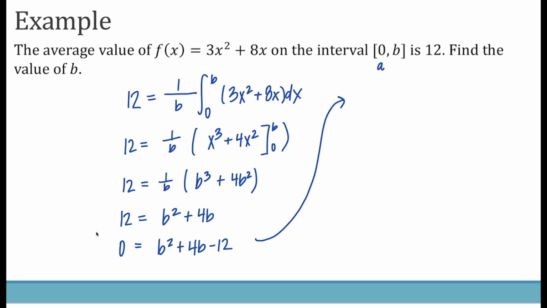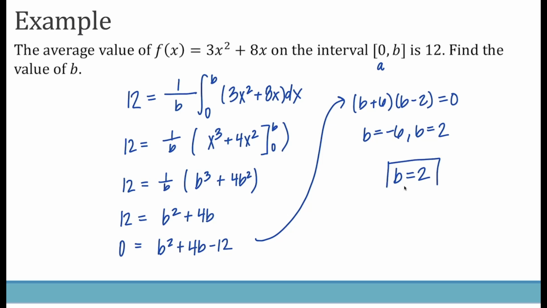I'm going to factor this guy. He's going to factor to b plus 6 and then b minus 2 equals 0. So I get two values for b. If I set each factor equal to 0, I'll get b equals negative 6 and b equals positive 2. So, is it both values? Well, if I look, I'm told that the interval is from 0 to b. We wouldn't put a negative number after 0. So we're going to choose the positive value for b, which is 2.